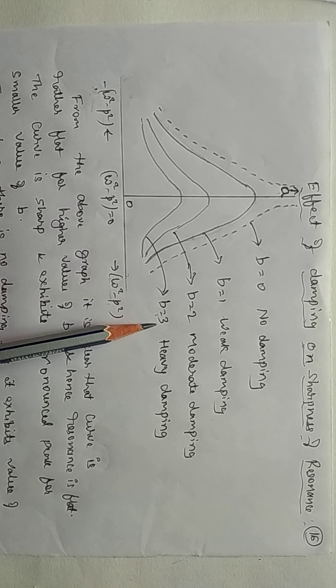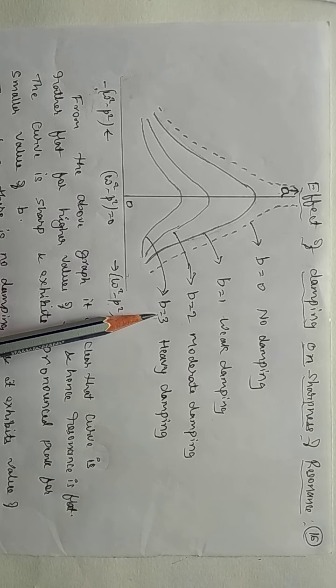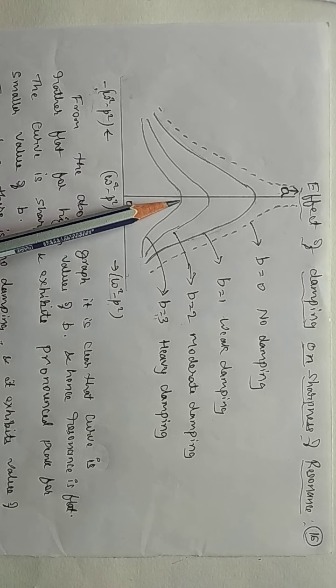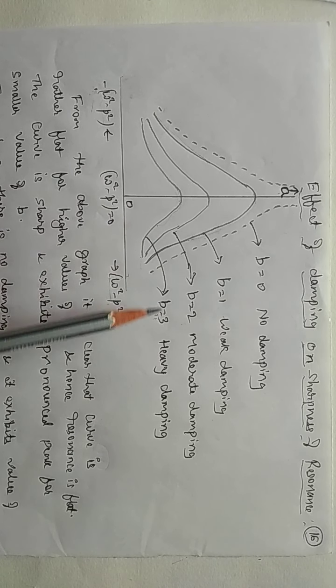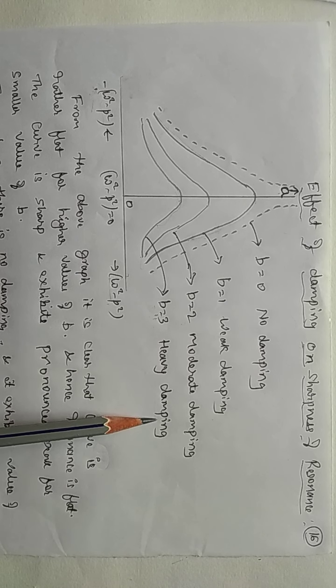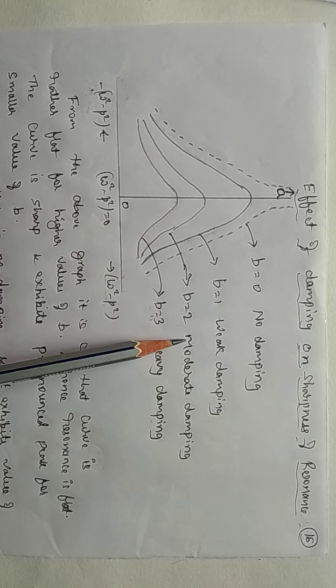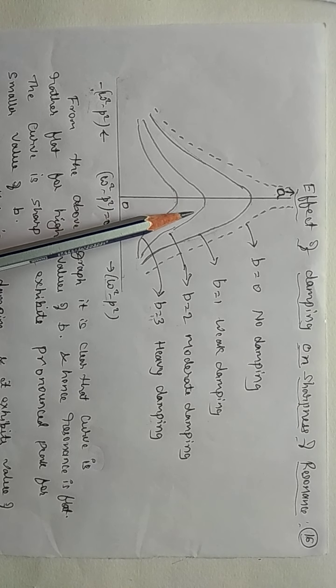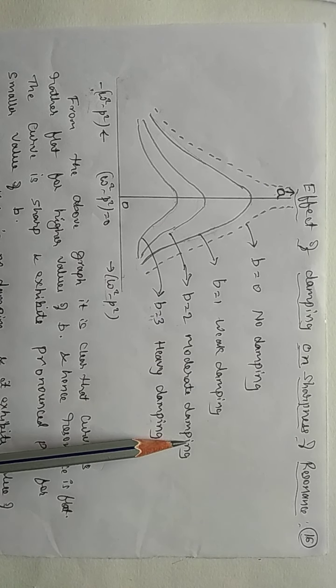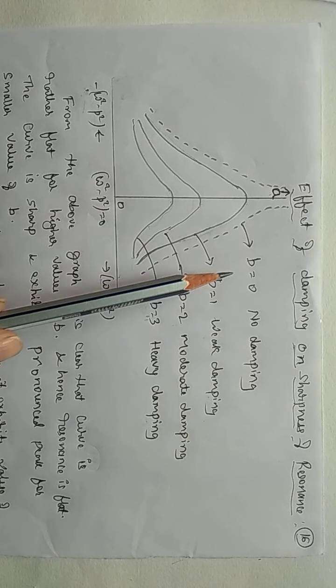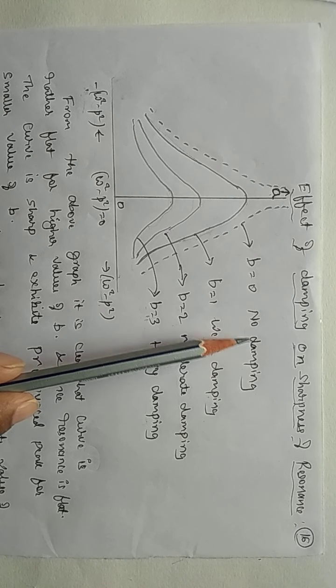It is observed that for higher values of damping, that is B equal to 3, the curve is flat, meaning the amplitude is not sharp, it is a somewhat flat region. For B equal to 3, it is called heavy damping. For B equal to 2, the second curve, it is a little bit sharper compared to that one, so it is moderate damping. For B equal to 1, it is weak damping. And for B equal to 0, there is no damping.